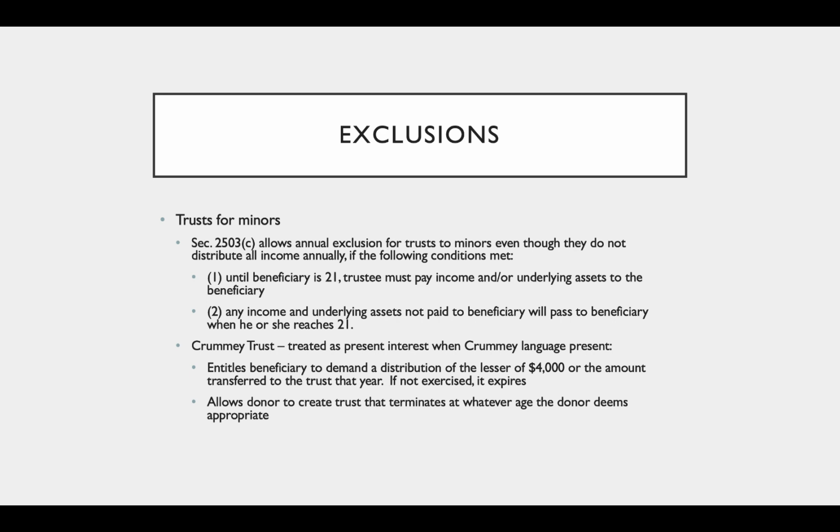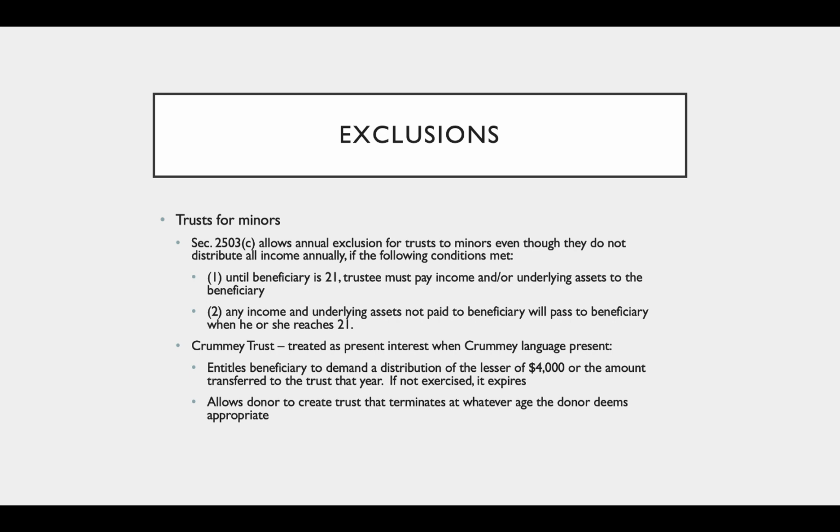The Crummey trust is called that because of a court case that basically blessed this trust. It allows us to treat a gift to the trust or a contribution to the trust as a present interest when the Crummey language is present. And that language entitles the beneficiary to demand a distribution of the lesser of $4,000 or the amount transferred to the trust each year. But if the beneficiary doesn't demand that within a pretty limited time, that provision expires. So each year they have a limited number of days to make that request, and if they don't, it expires.